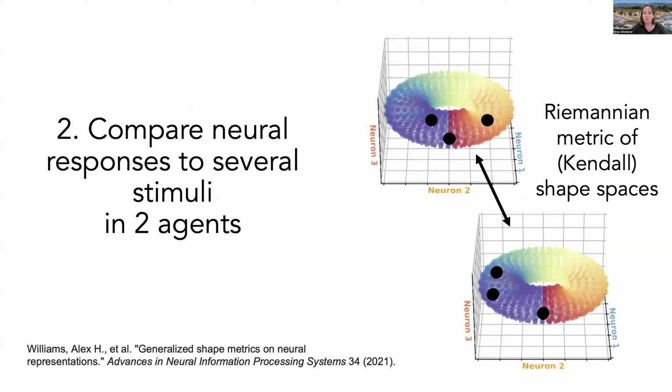Second, we can wish to compare neural responses to several stimuli, here 3, in 2 different agents. Maybe it's 2 different animals. Maybe it's an animal and an artificial intelligence system. And we want to know how both respond to a set of 3 stimuli. In that case, we can use the Riemannian metric of Kendall shape spaces.